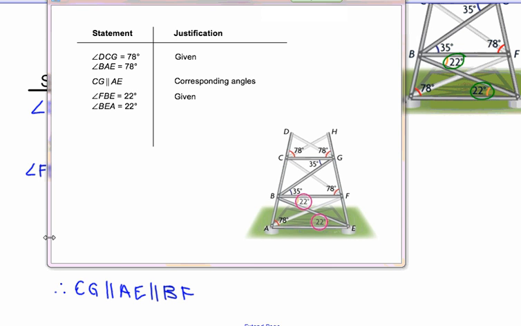I could also see in the diagram that angle FBE equals angle BEA because they both measure 22 degrees. Here the transversal is BE. Angle FBE and angle BEA are alternate interior angles. Since they are equal, the lines BF and AE are parallel. Since CG and BF are both parallel to AE, all three lines are parallel to each other. Therefore, the three braces are parallel.